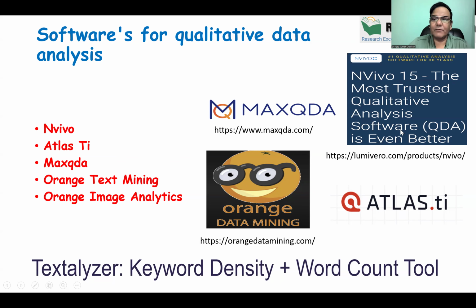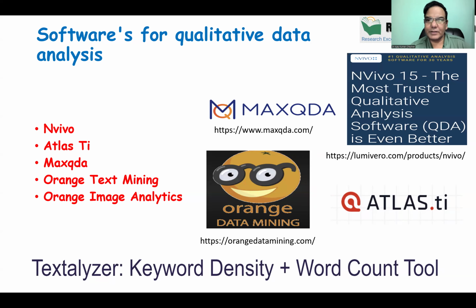Then the substitutes of NVivo 15 are Atlas TI and Max QDA. So Max QDA and Atlas TI are the substitutes of NVivo, but I recommend NVivo 15 for qualitative research. Another software which I recommend is the Orange software. It is available free of cost. And in Orange, there are two important additions: the Orange text mining, text analysis edition, and Orange image analytics edition.